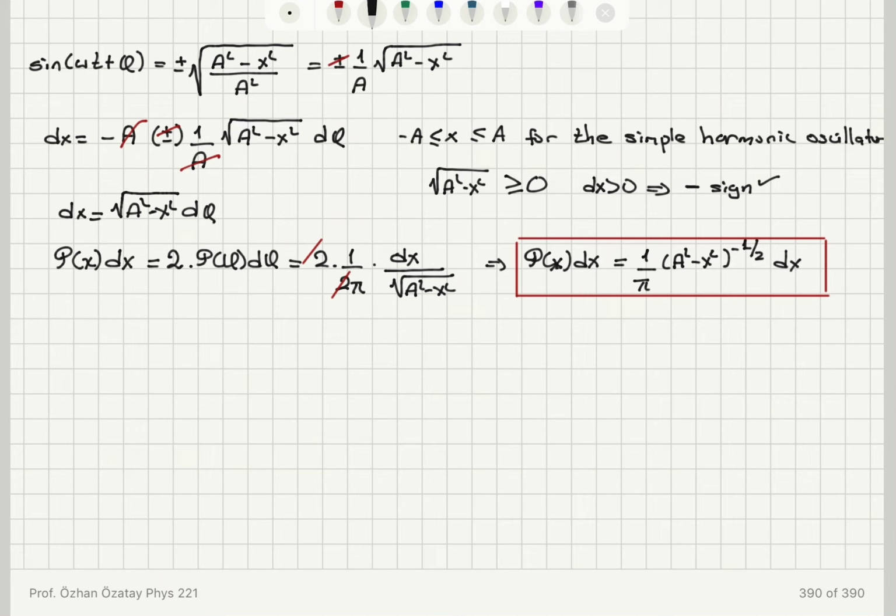So going back to the probability distribution, p of x dx is twice p of phi d phi, twice 1 over 2 pi. For d phi, I write dx over square root of a squared minus x squared. So I find that my probability distribution function is 1 over pi, 1 over the square root of a squared minus x squared, or a squared minus x squared in parentheses to the power minus 1 over 2.